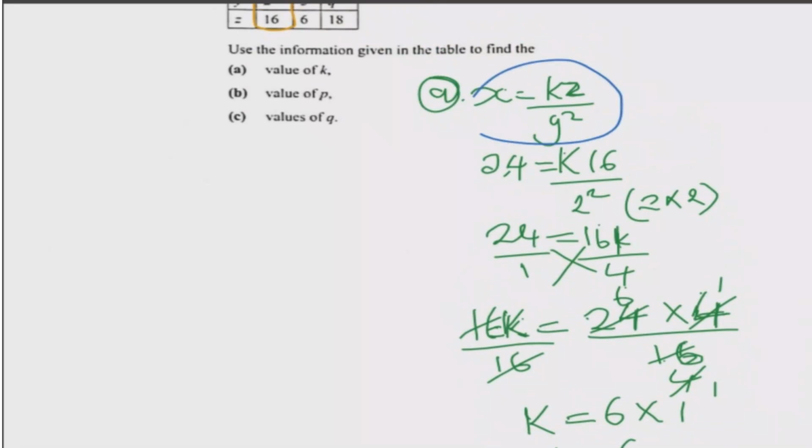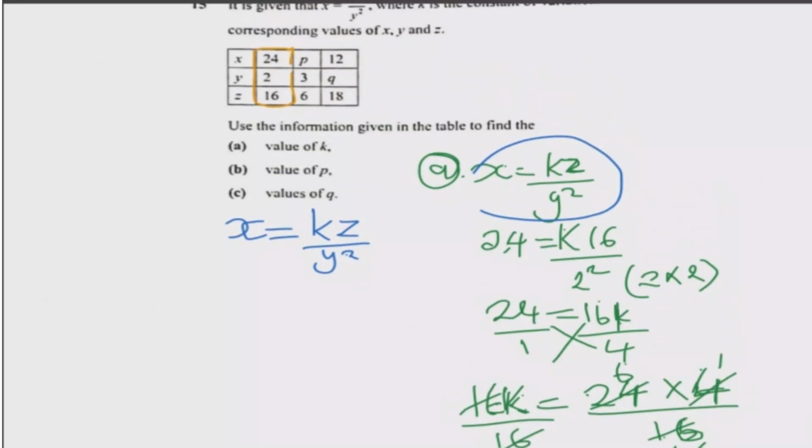Okay, so we're going to say x is equal to kz over y². So what is the value of x? We go on the details given.